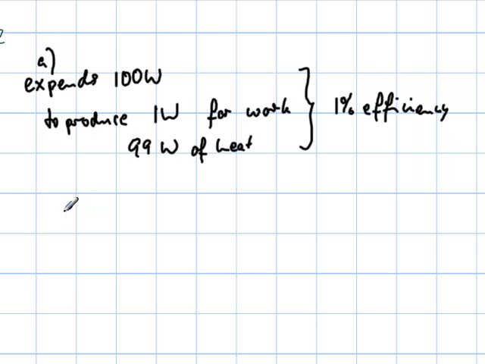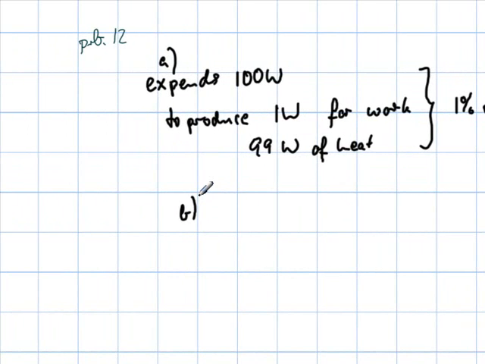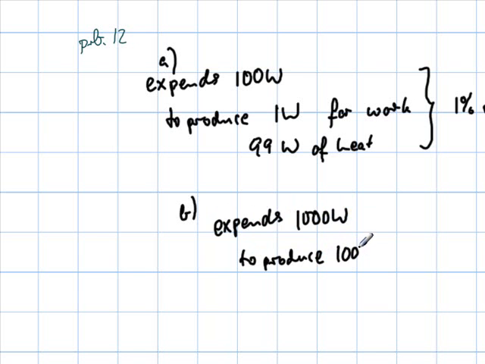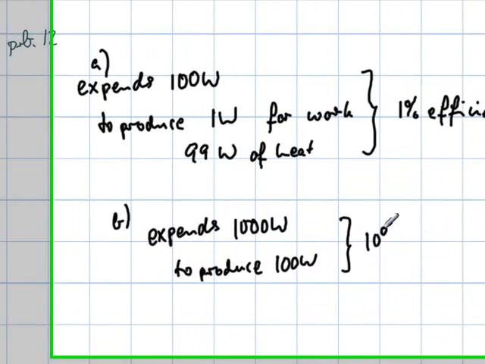Part B. What is the mechanical efficiency of a cyclist who, in a burst of effort, produces 100 watts of mechanical power from 1000 watts of metabolic power? So expends 1000 watts to produce 100 watts, and that of course is a 10% efficiency.